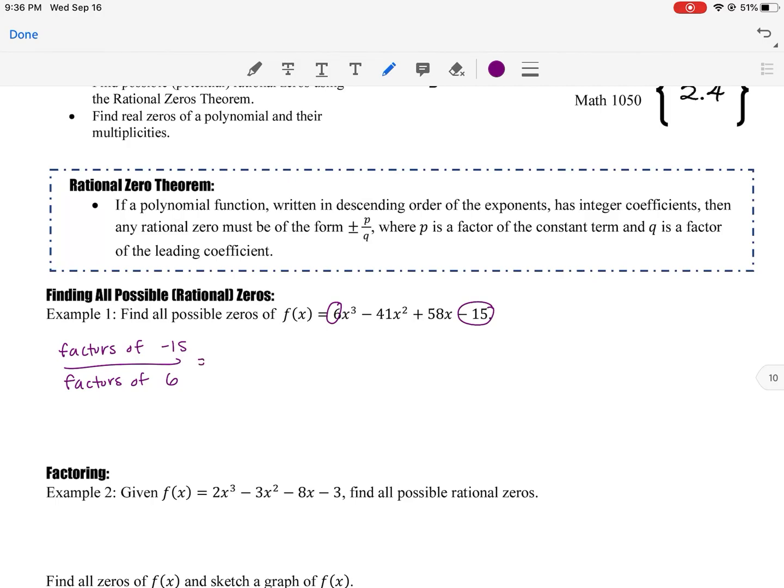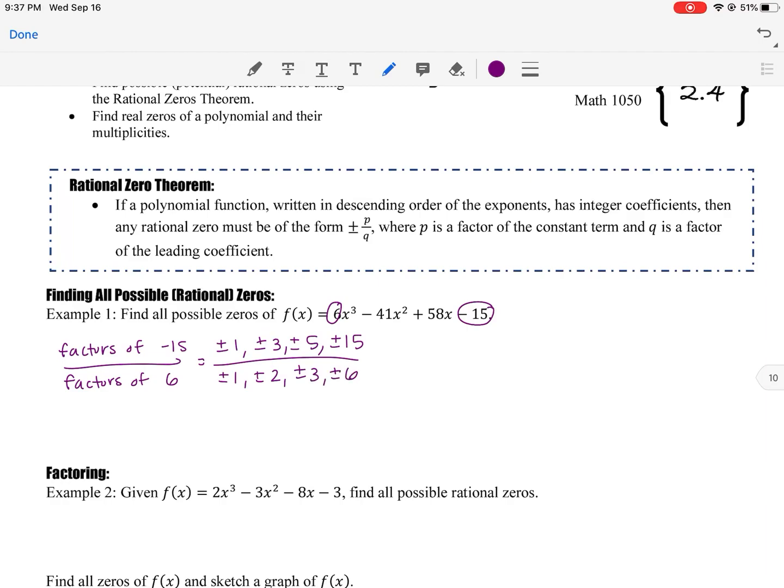So what multiplies to 15? I can do plus or minus 1 times 15, or plus or minus 3 times 5. So I got 1, 3, 5, and 15. As long as you have the plus or minus at the end, it's not the end of the world if you don't write it at the beginning. With 6, do the same thing. You've got 1 and 6, you've got 2 and 3. So 1, 2, 3, and 6.